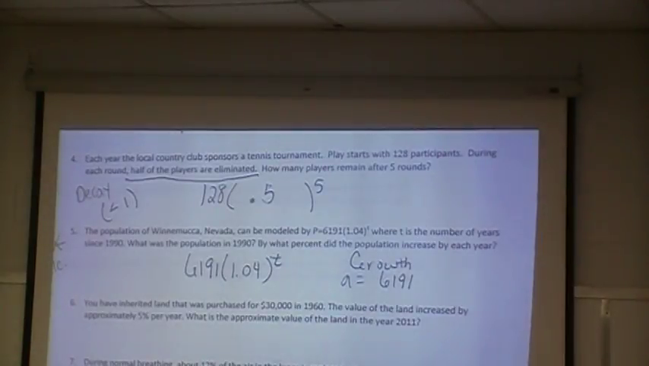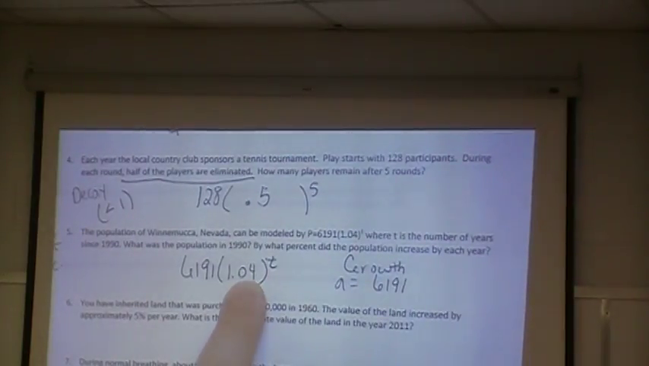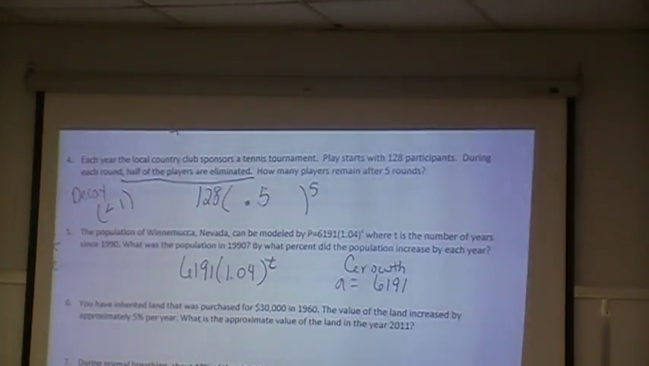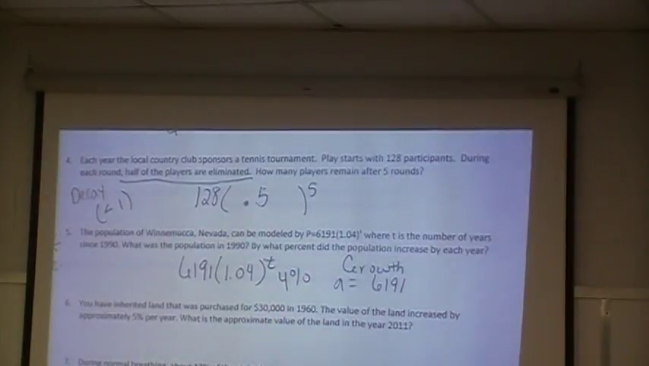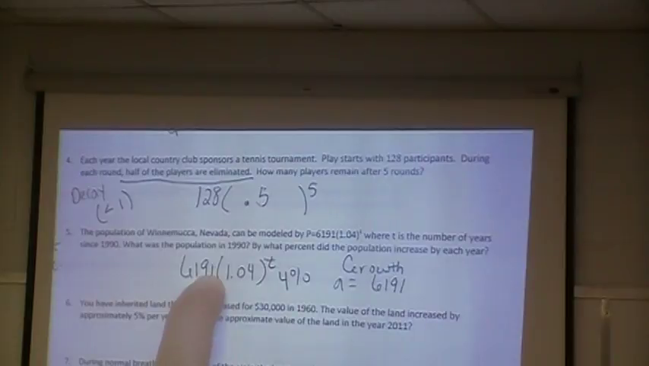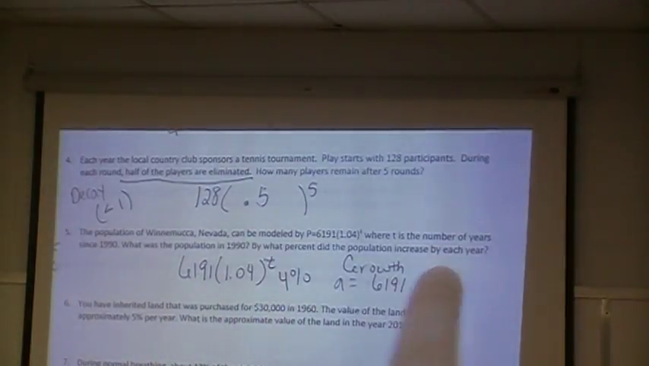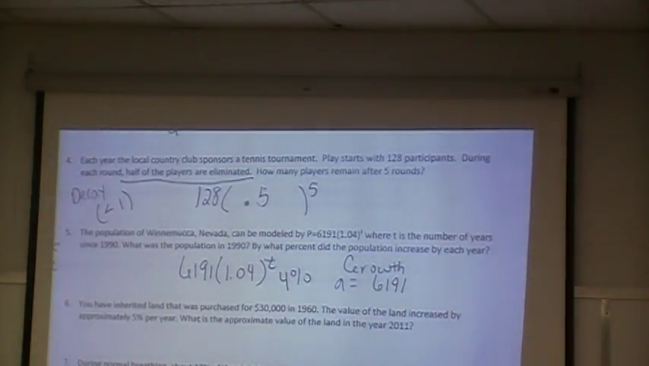Okay. Now I go ahead and read. Wait, but before I read it, can I take this apart and find out what my percent was? Yes. What is my percent? 4%. It says here's her formula. T is the number of years since 1990. It started in 1990. What was the population in 1990? Our start, 6,191. At what percent did it increase? We did that. 4%.